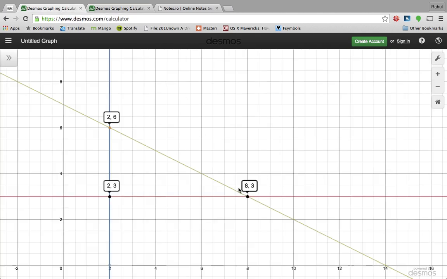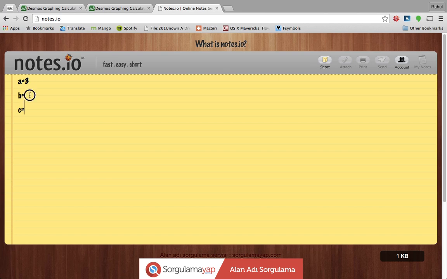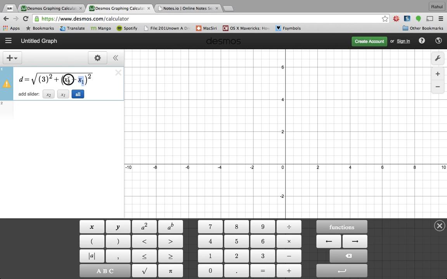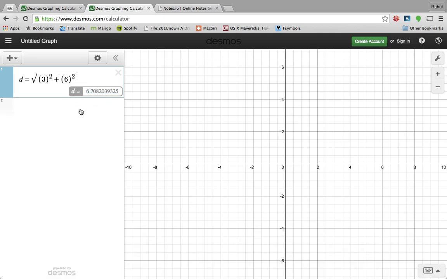x2 minus x1. Now x is the horizontal axis and the base is usually horizontal. Therefore, this is going to be b and this is going to be the x portion of the distance formula. So now x2 minus x1 is 8 minus 2. 8 minus 2 is 6. So therefore the distance is 6. So b is equal to 6. Now we can come over here and change the x portion to 6. Uh-oh, that's not right. Don't show me the answer.